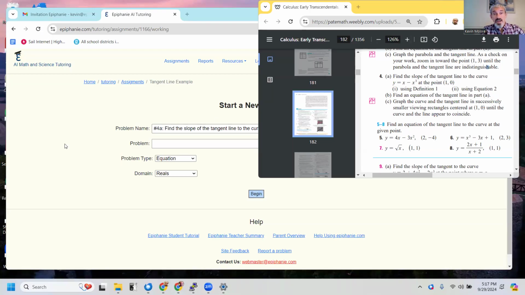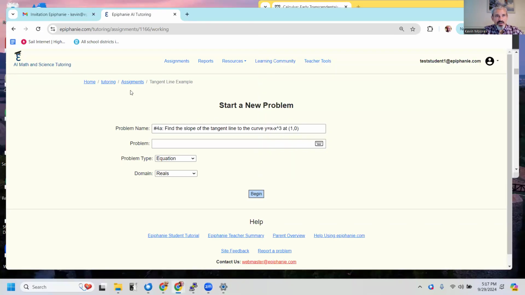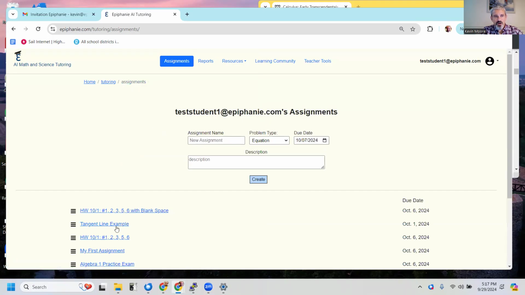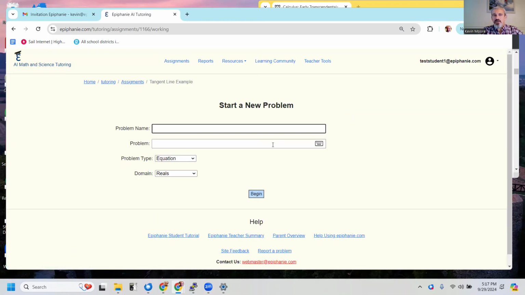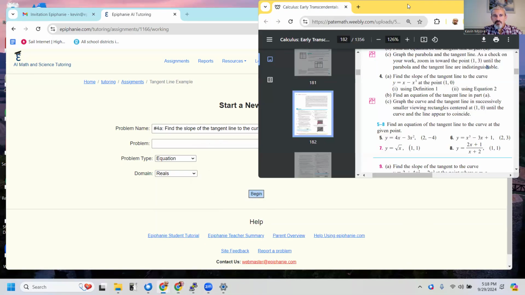Okay, so now you can actually see, and I'm going to go back here. I'm going to go back to assignments. We were here. I opened up this example, the tangent line assignment that I had created, adding a new problem. This problem, I'm entering the name as find the slope of the tangent line to the curve y equals x minus x cubed at the point 1 comma 0.